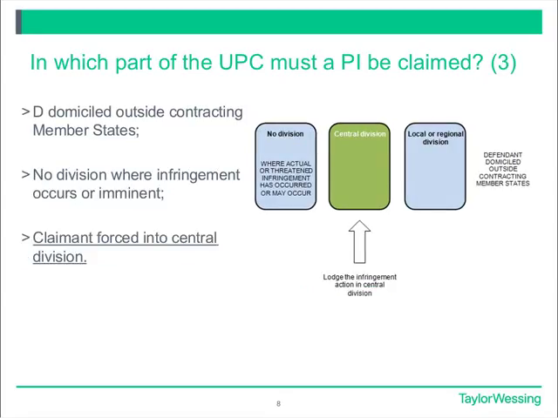There is one third choice, which is going to be less likely in practice. That's if the defendant's domiciled outside the contracting states and there is no regional or local division of the UPC in the country where the infringement occurs. And that's because we expect most countries to be represented by a local division or participating in a regional division, so this is going to be restricted to a handful of countries, possibly Malta, possibly Luxembourg. In those circumstances, there is no choice, and the action has to go into the central division.